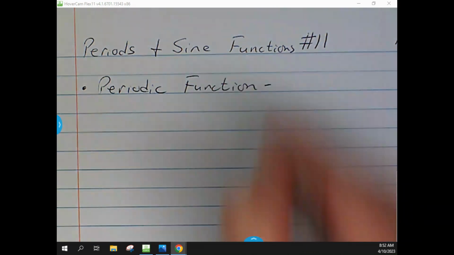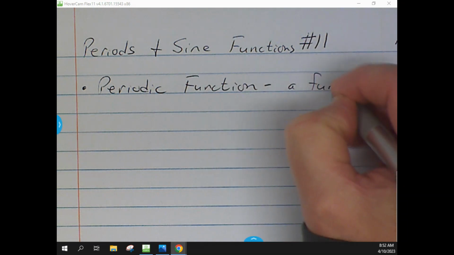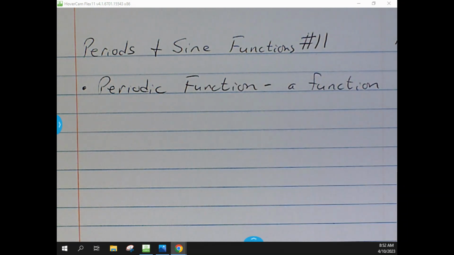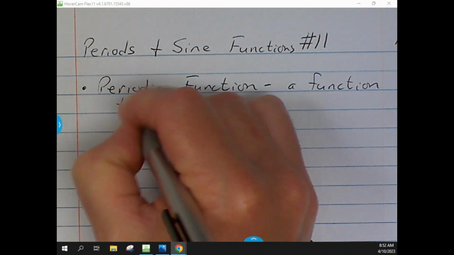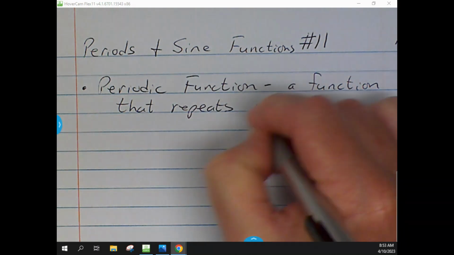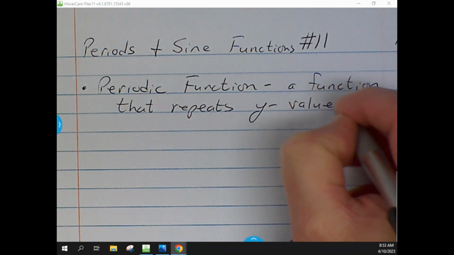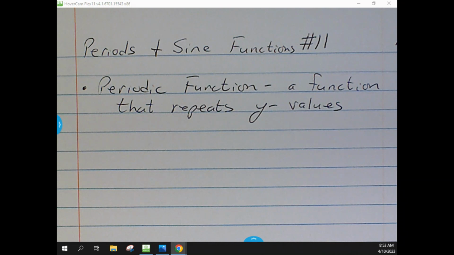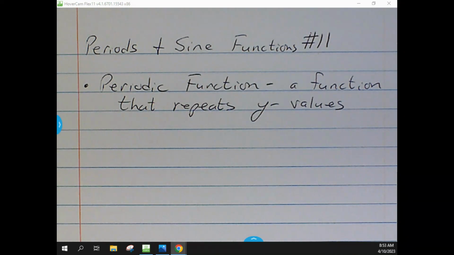and that's a function that repeats y values. And remember, what makes a function is that the x values don't repeat. So a periodic function is basically that no matter how many times we go around the unit circle and how much we change the degrees by, it's always going to have the same y values as we go through.